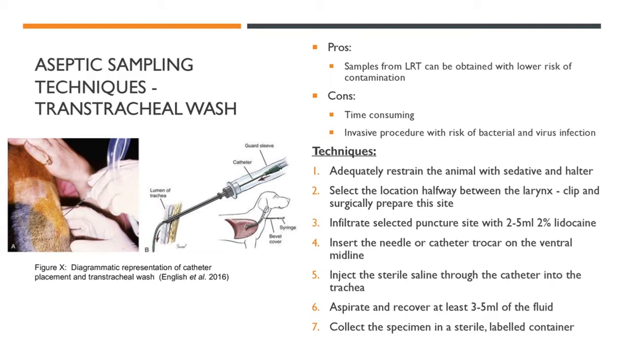Then, clipping and surgically preparing the site, which is located halfway between the larynx and the sternum, is necessary. After that, infiltrate the selected puncture site with 2 to 5 ml of 2% lidocaine. After that, insert the needle or catheter trocar on the ventral midline. Inject the sterile saline through the catheter into the trachea. Aspirate and recover at least 3 to 5 ml of the fluid, and collect the specimen in a sterile labeled container.